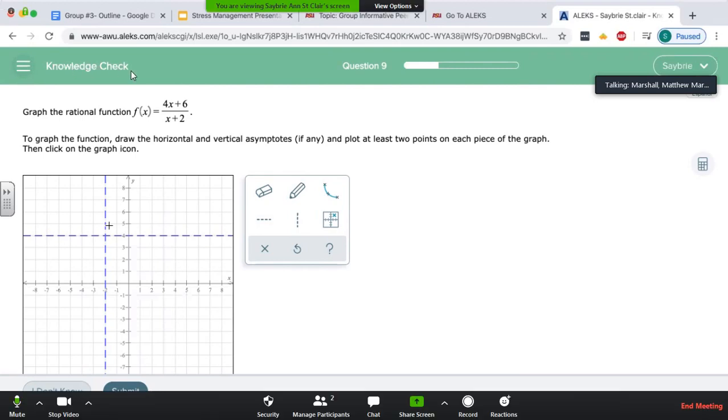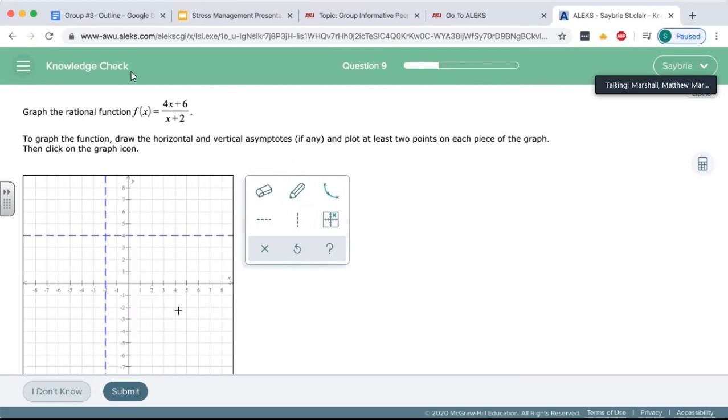So I'm going to write down that function. That's 4x plus 6 over x plus 2. It looks like I'm going to plug in possibly -3 and -4. And then looks like I'm going to plug in -1 and 0. Alright, so let's use the calculator for that.